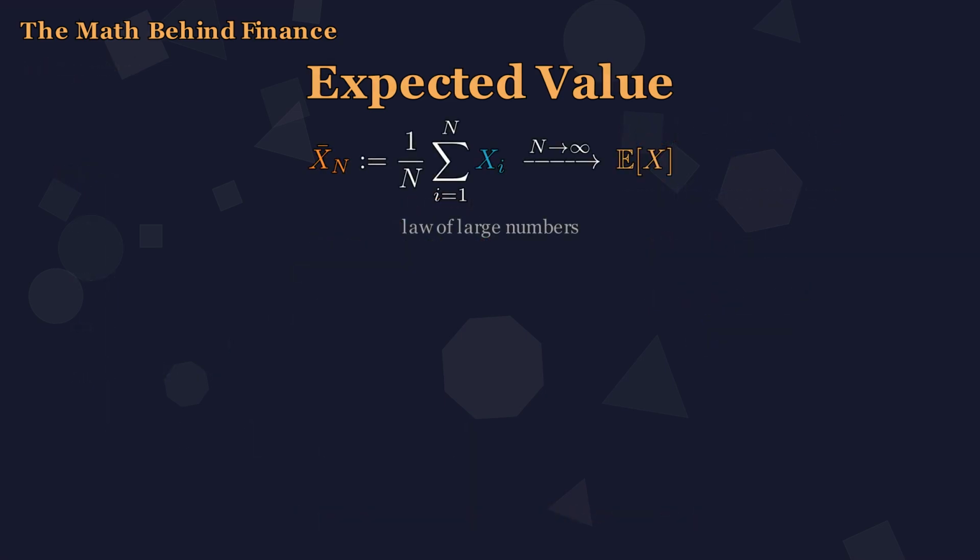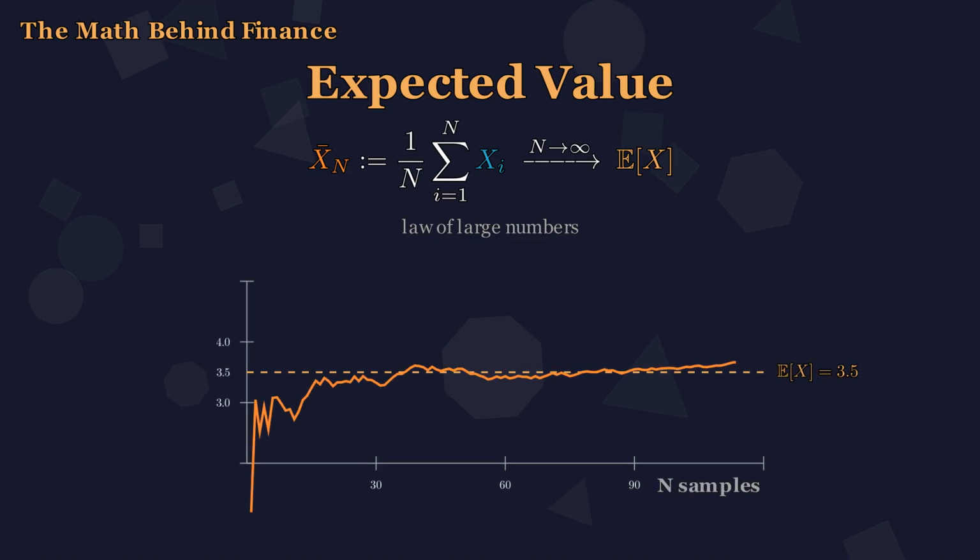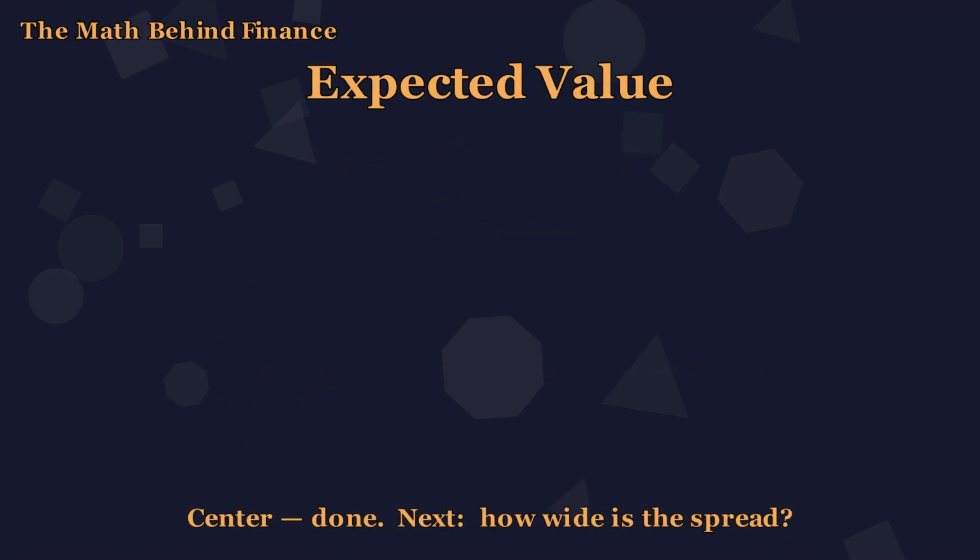One more connection. The expected value is what you converge to by averaging outcomes from many trials. Sample mean of n draws, as n goes to infinity, approaches the true mean. In the fourth episode, we used exactly this to price options. Average 1,000,000 simulated payoffs, and you have a Monte Carlo estimate. Now we have what the center looks like. Next, the spread.